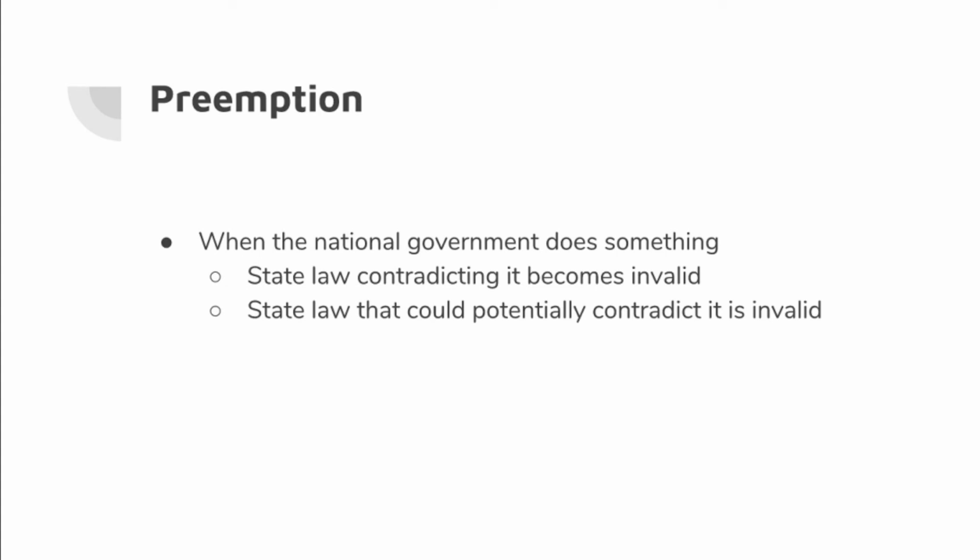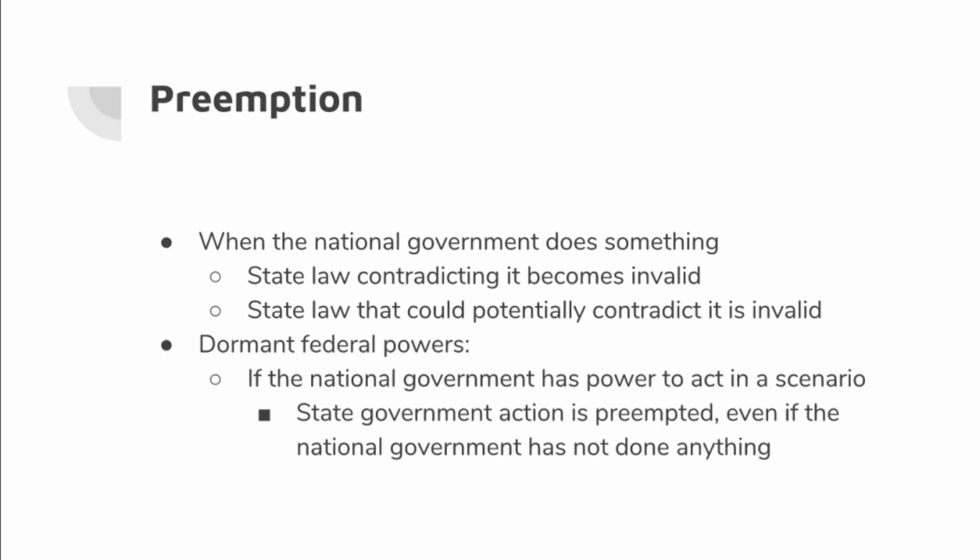Now, the idea of preemption might seem relatively simple to understand. The national government is just superior to the state government, so the national government wins when their two laws conflict. However, when we bring the idea of dormant federal powers into the question, it becomes a bit more complex. What dormant federal powers mean for this idea of preemption is that in some scenarios, the national government has power to act in a situation, but they don't always act immediately.